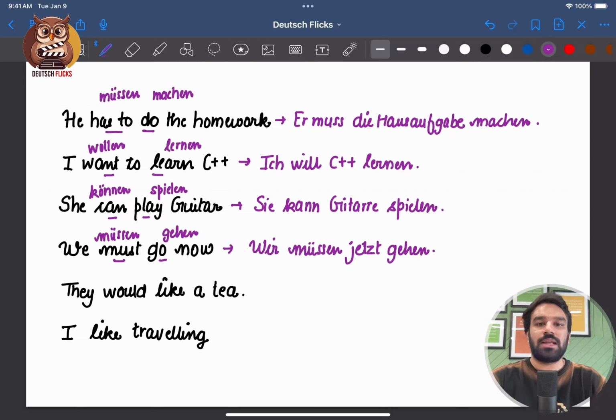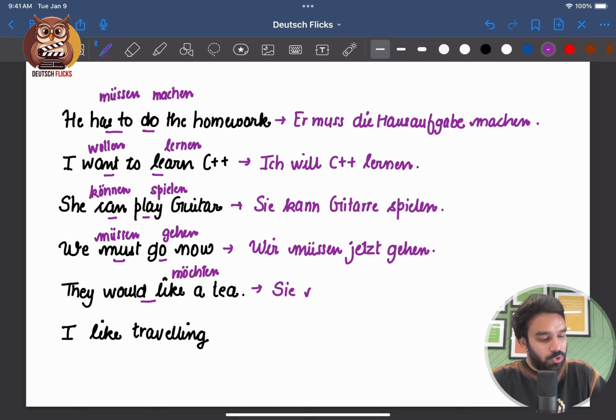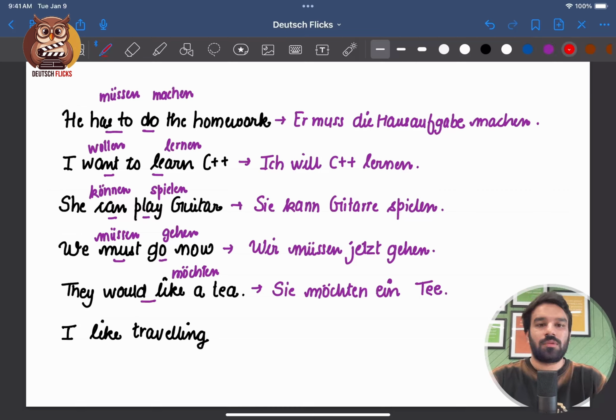Then they would like a tea. So would like is the modal verb, which is called möchten, and we'll say sie möchten ein Tee. Okay, I skipped here einen Fehler. There's one mistake in this sentence. Think about it.